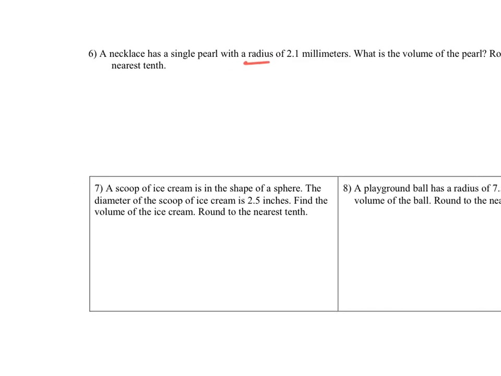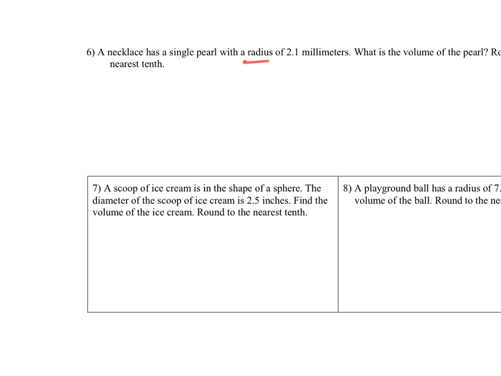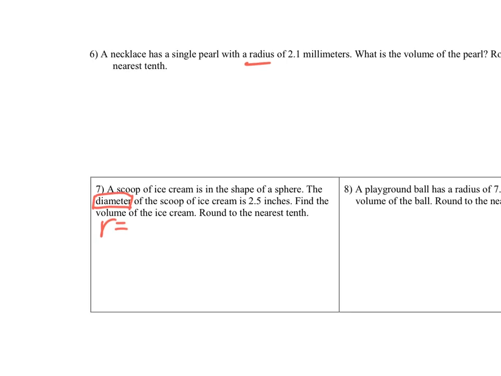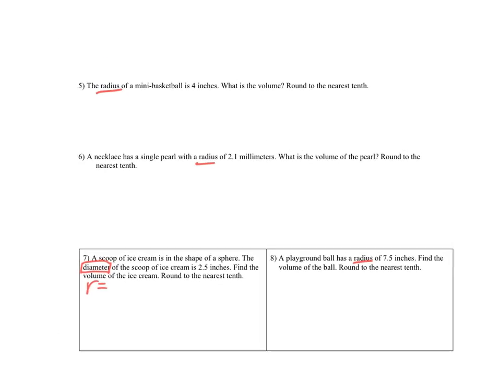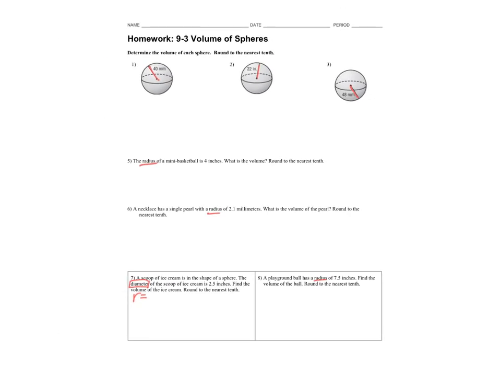Number 7, I hadn't actually read it yet, but it looks like they are giving you a diameter. So make sure that you know that you need to find the radius. Radius is just half of the diameter. Number 8, they give you a radius. So number 7 is the only one that might even trick you just a little bit. Don't rush, but at the same time, get this done before you leave today. This shouldn't take you too long. If you have any questions, make sure you come to tutorials.